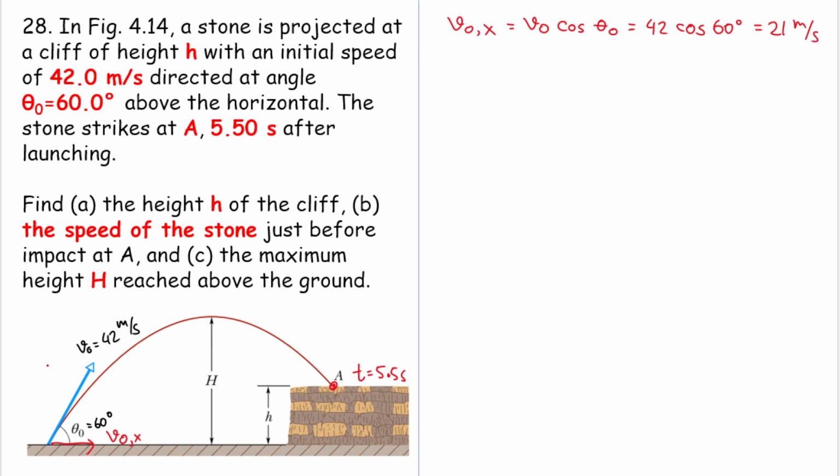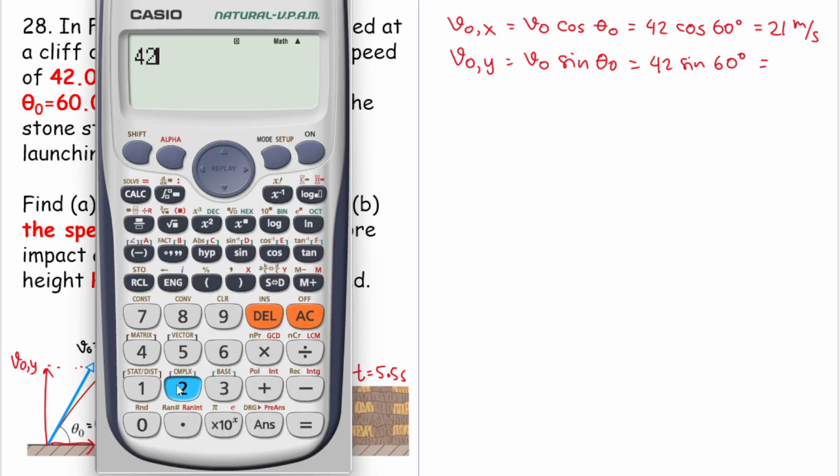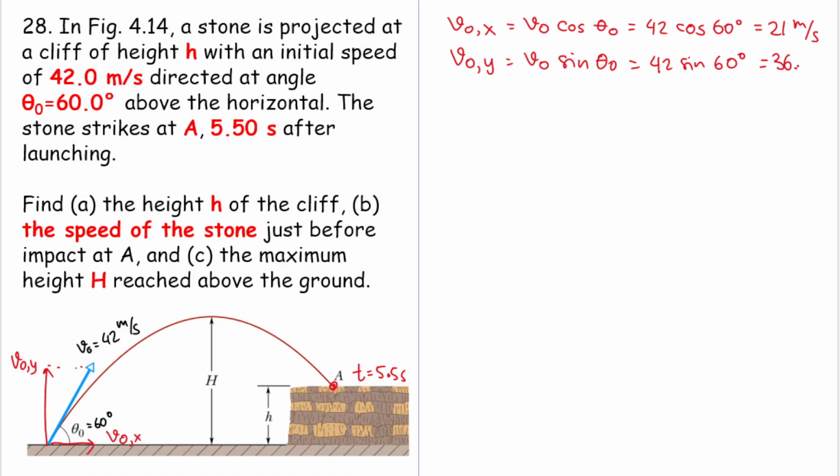Okay, and we also have the vertical initial velocity, which is V0y. So V0y here is V0 sine of theta 0, which is 42 sine of 60 degrees. And that will be, okay, what is 42 sine 60? We will have 36.37, and the unit here will be meters per second.